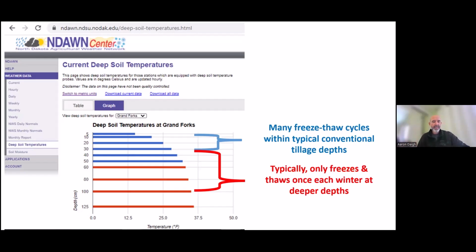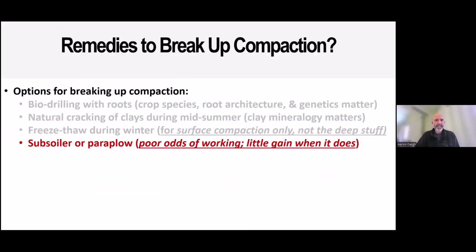If it takes 2 dozen freeze-thaw cycles to break up surface compaction, then it's going to take decades to break up subsoil compaction relying on winter freeze-thaw. So it's just not really a viable option when you're talking about wheel traffic compaction. And then the last thing I'll mention here is subsoiling and paraplows. So, poor odds of working and little gain when it does.